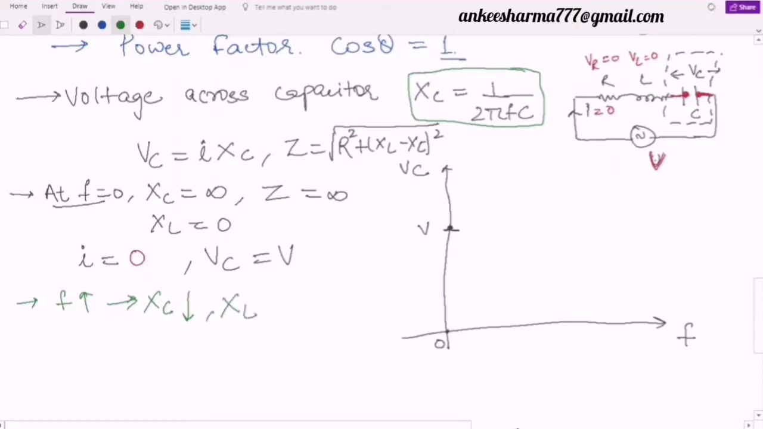Now if XC value will decrease, what is going to happen to XL? As earlier the XL value was 0 at 0 frequency, definitely at a frequency greater than 0 the XL value will also increase, because now it is again greater than 0. Because if we calculate 2 pi f L, the value of f will be non-zero, so definitely XL will also be non-zero. So XL is also increasing.